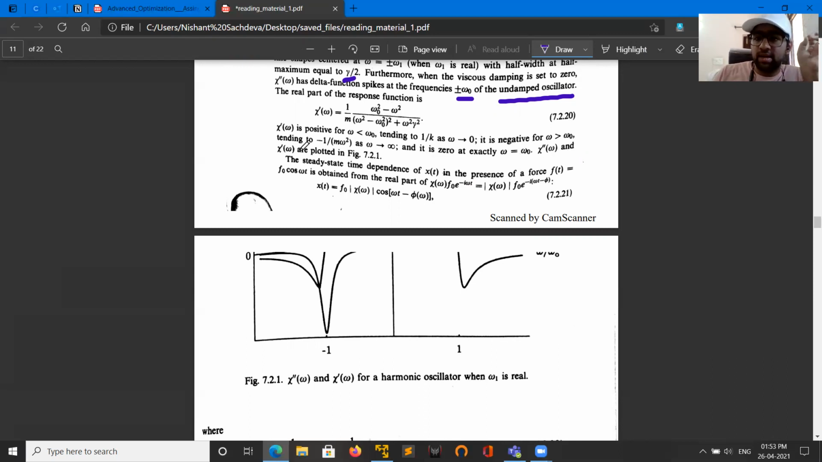X double dash of omega and x dash of omega are shown in figure 7.2.1. So this guy over here. Perfect diagrams. It's great to watch. The symmetry fits out.